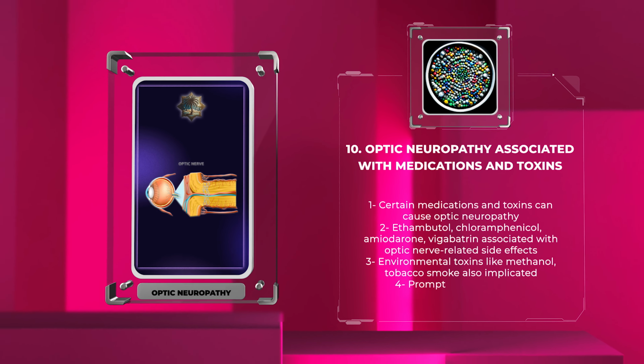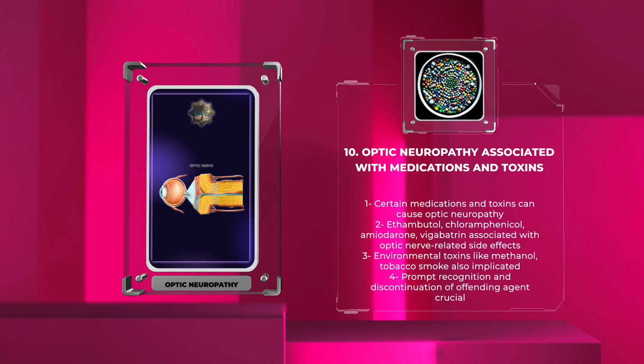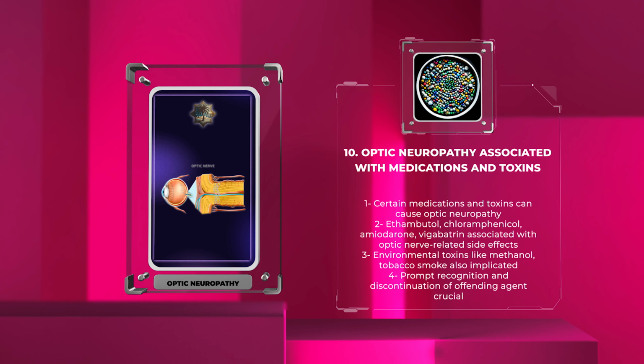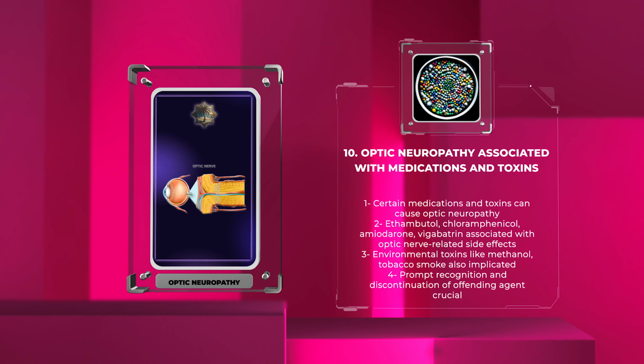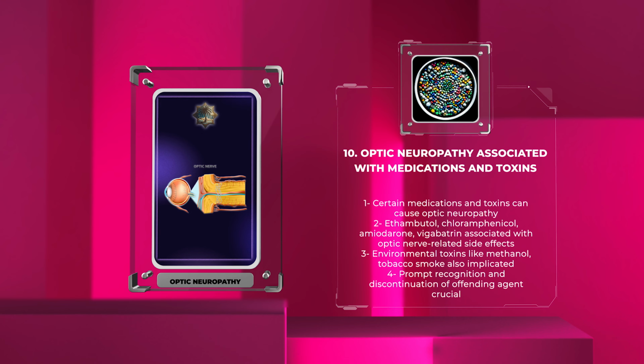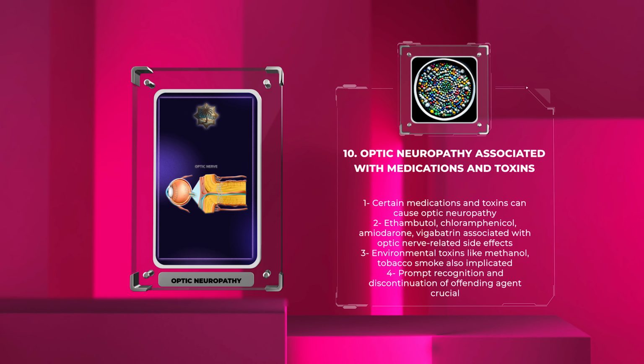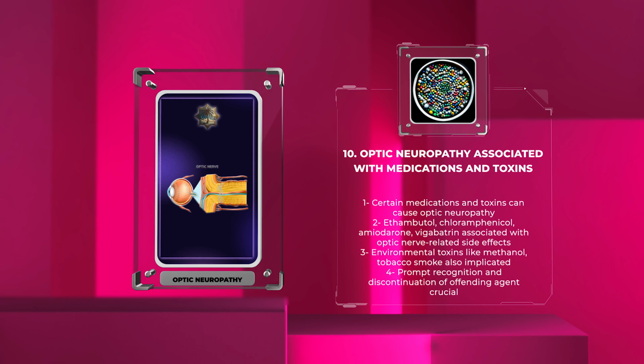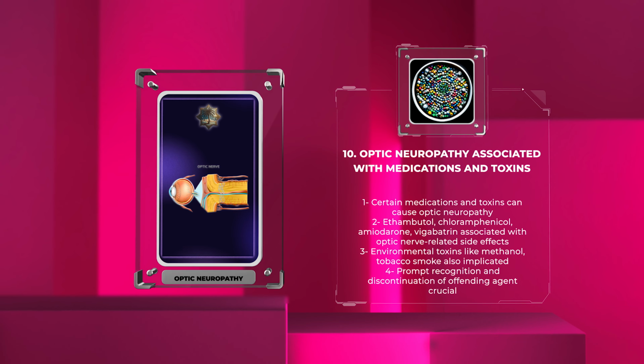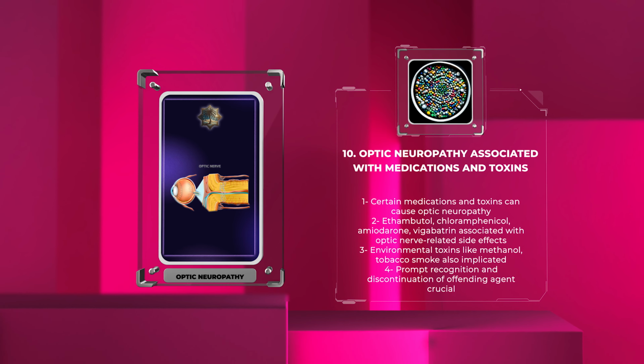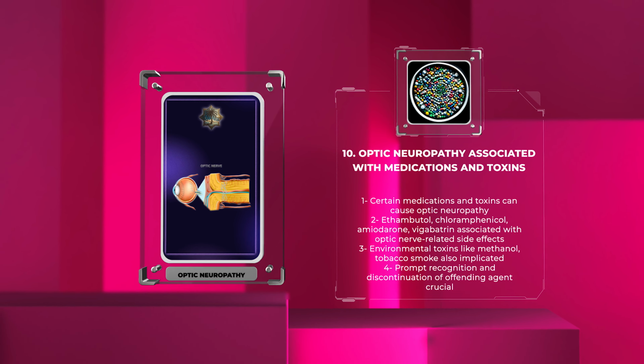Ethambutol, an anti-tubercular agent, is a well-known cause of toxic optic neuropathy, leading to bilateral vision loss and central scotomas. Other medications, such as chloramphenicol, amiodarone, and vigabatrin, have also been associated with optic nerve-related side effects. In addition to medications, exposure to various environmental toxins, including methanol and tobacco smoke, can result in optic neuropathy. Prompt recognition and discontinuation of the offending agent are crucial in managing medication and toxin-induced optic neuropathy.